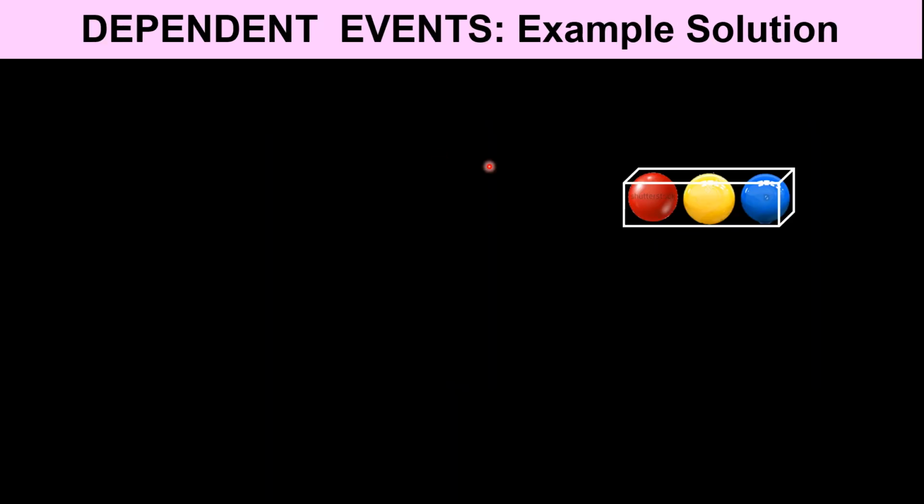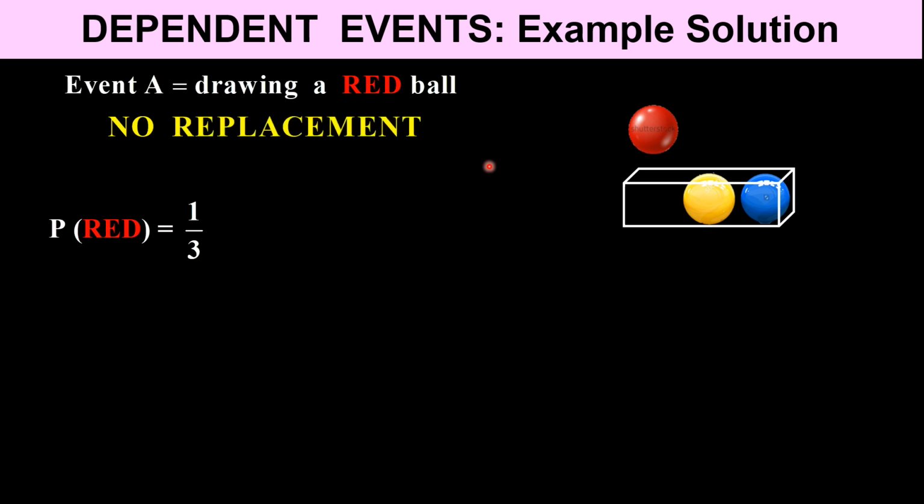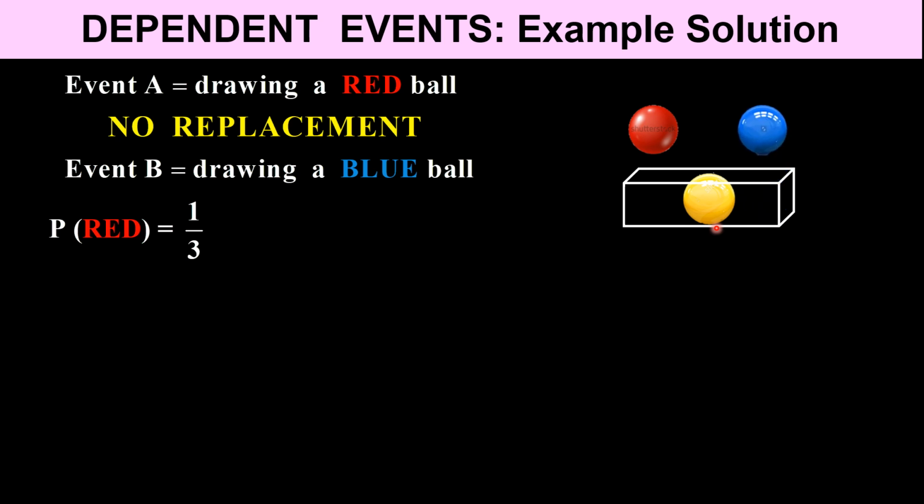Now let's look at this solution here. There's our box with the red and the yellow and the blue ball. Event A is drawing a red ball. If I draw a red ball, there's the red ball there, and the probability of drawing a red ball from the 3 is 1 over 3. But now we had the restriction of no replacement, so that ball is not being placed back. So I'm left with 2. What's the probability of drawing a blue ball? There's 1 blue ball and there are 2 balls, so the probability of a blue ball is 1 over 2.